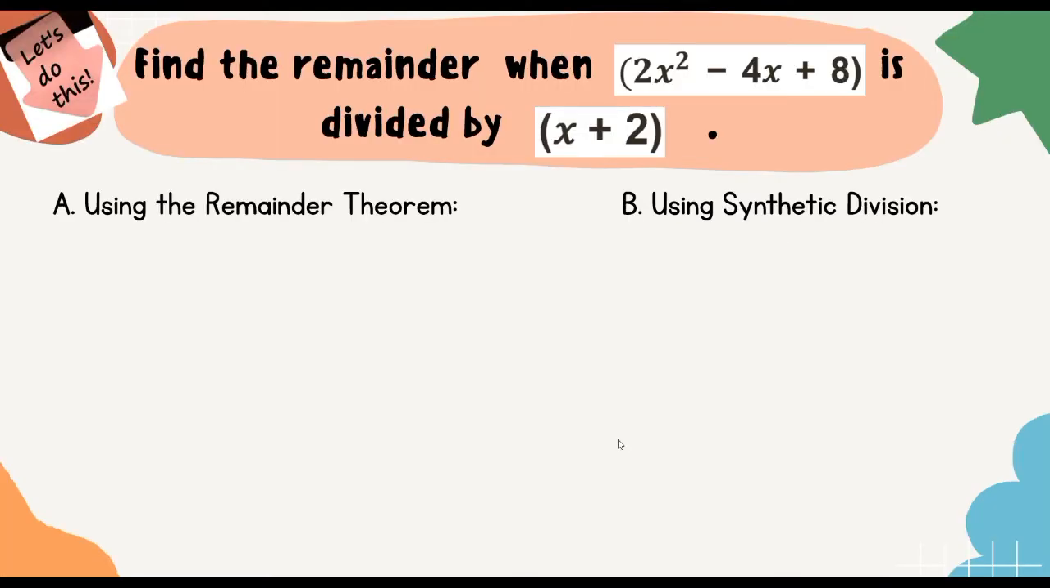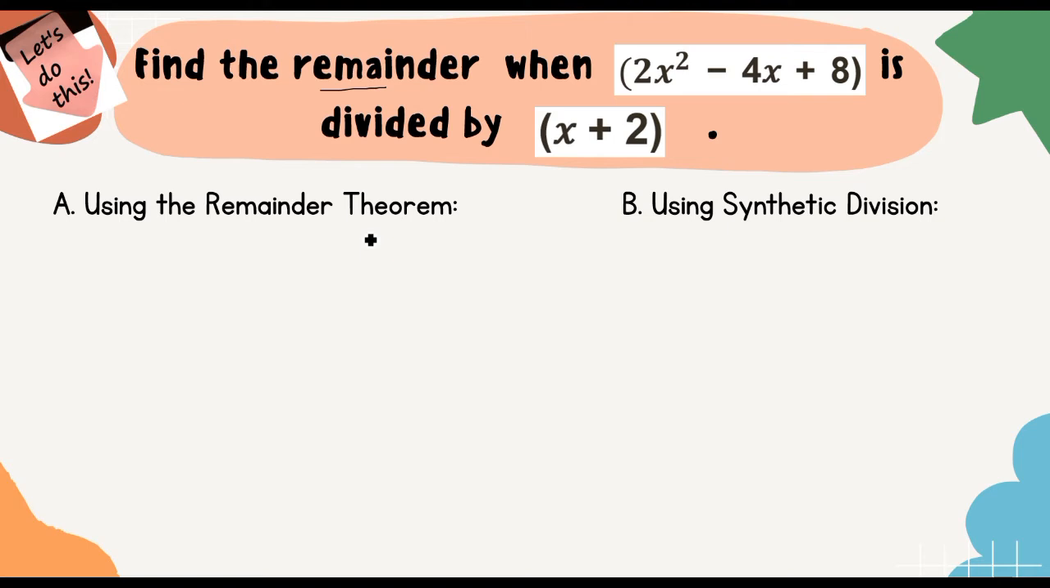So, let us try this one. Let us find the remainder when 2x squared minus 4x plus 8 is divided by x plus 2. Titingnan natin kung parehas ba yung makukuha nating sagot kung ang gagamitin natin is, una, using the remainder theorem, at yung pangalawa po is using the synthetic division. So, ang hahanapin natin ay yung kanilang remainder.